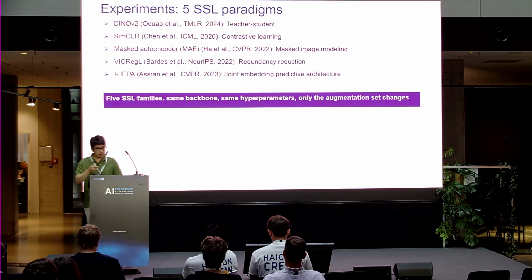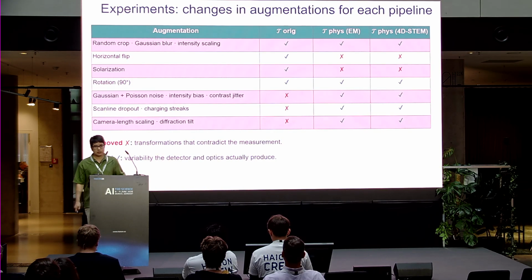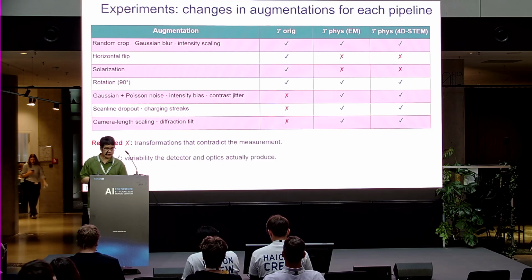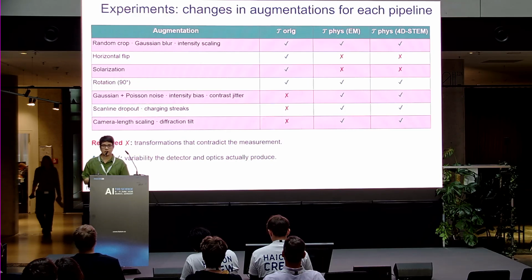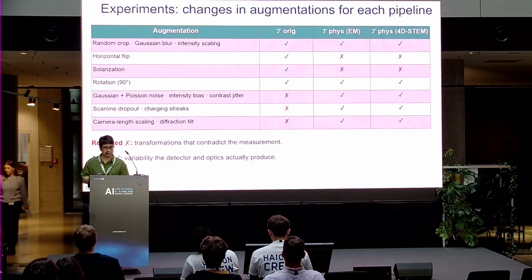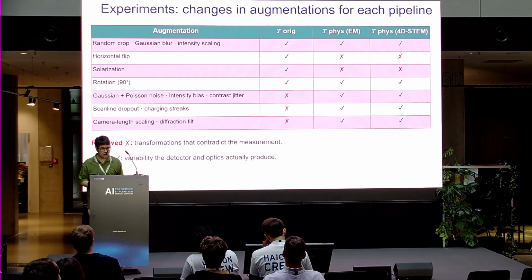So the 5 different SSL families use the same backbone, and they use the same hyperparameters. What we change is only the augmentations. So we have these different sets of augmentations that we do experiments with. First of all, we do pre-training with different SSL families using the original augmentations that come with those architectures that are applied to natural image domains, so we call it T-orig.